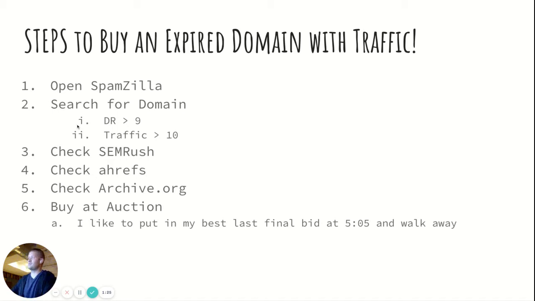Here are the steps. Spamzilla, sweet tool, used a lot. Search for a domain with a DR greater than 9. I've got a little bit of data on why that matters. It seems to be the breakpoint where sites have a higher probability of doing well. Traffic, just an initial filter of greater than 10, and then digging into what's available. Check the data on SEMrush, check the URL on Ahrefs, check archive, and then buy at auction.